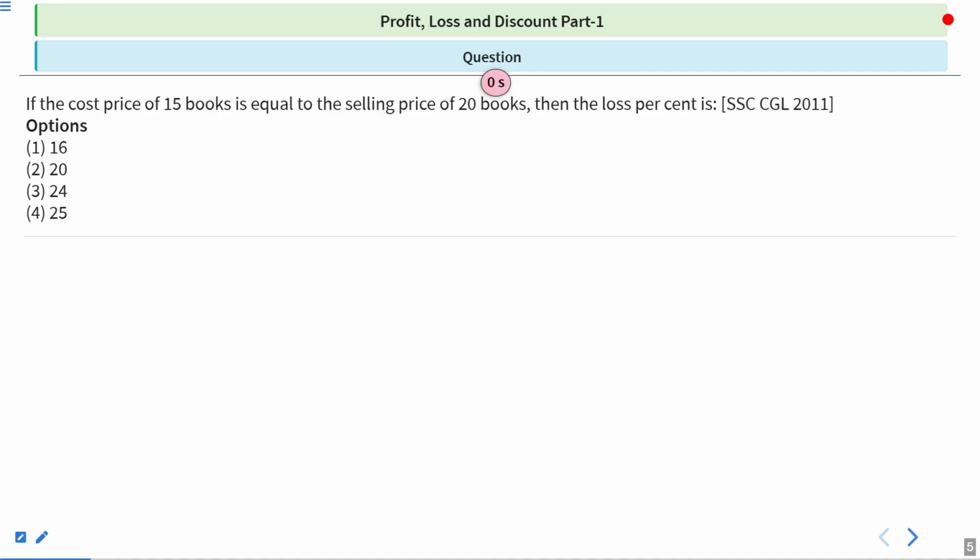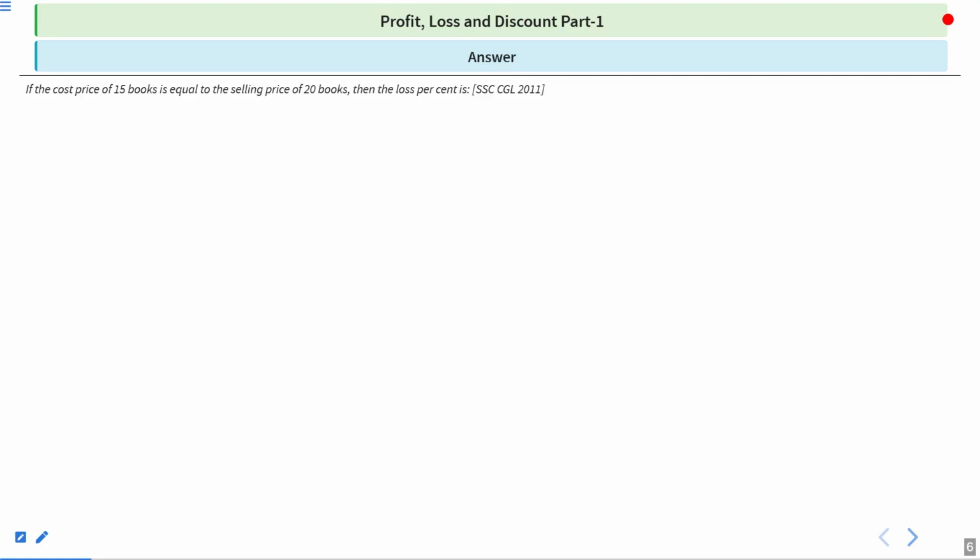Now time's up. Let's see the solution of this question. The question says that the cost price of 15 books is equal to the selling price of 20 books. So we can easily say that there will be a loss in this transaction because the selling price is less than the cost price of the books. So the correct answer of this question is D, which is 25%. Now see the detailed solution.